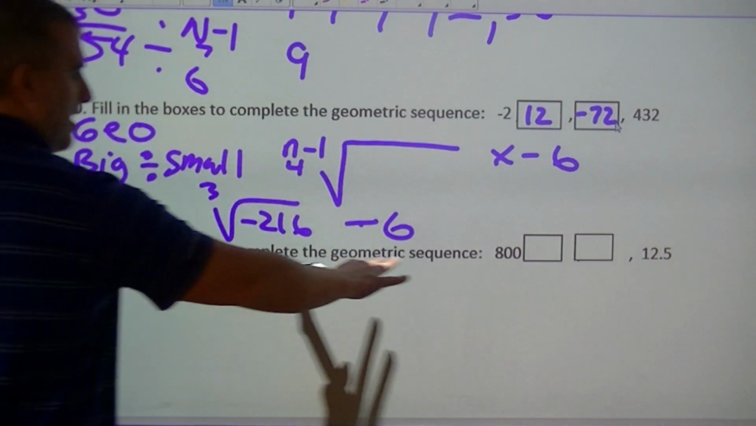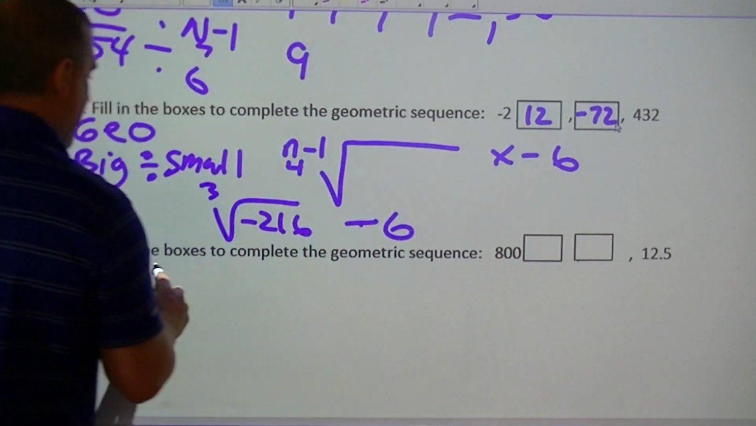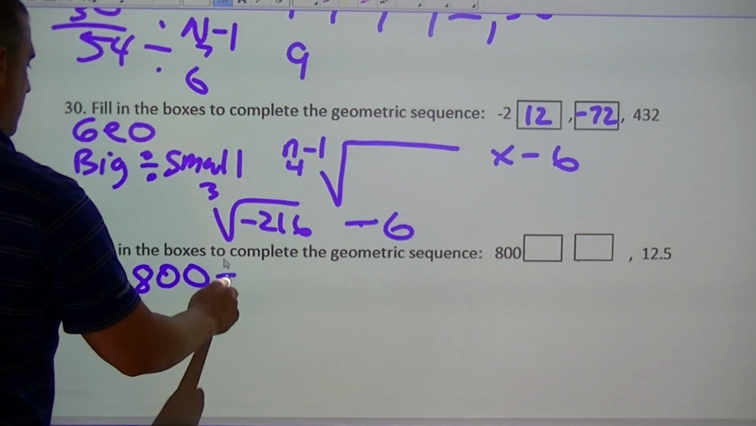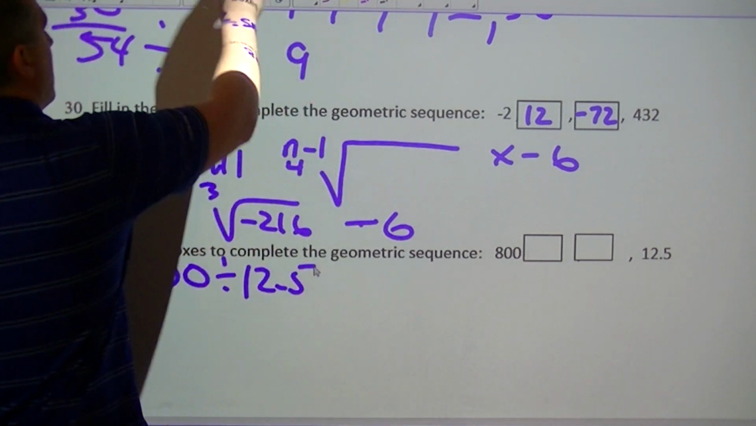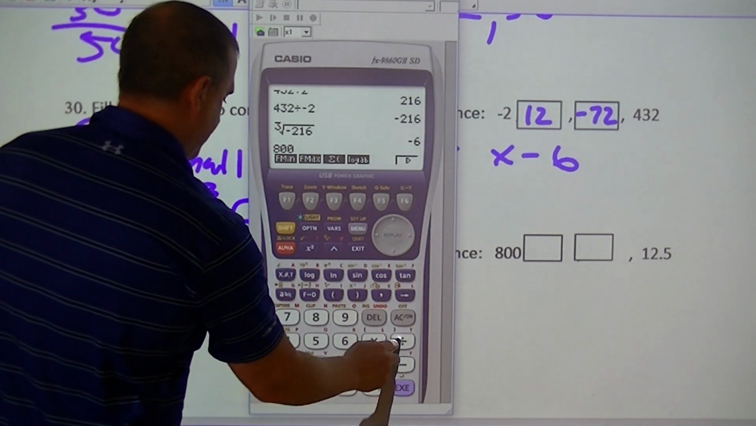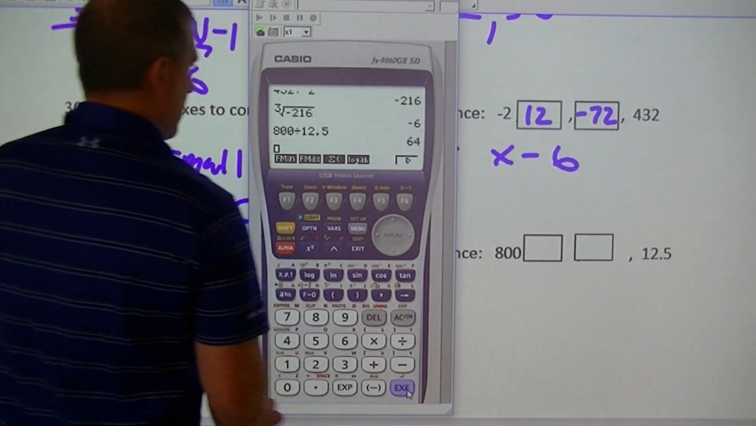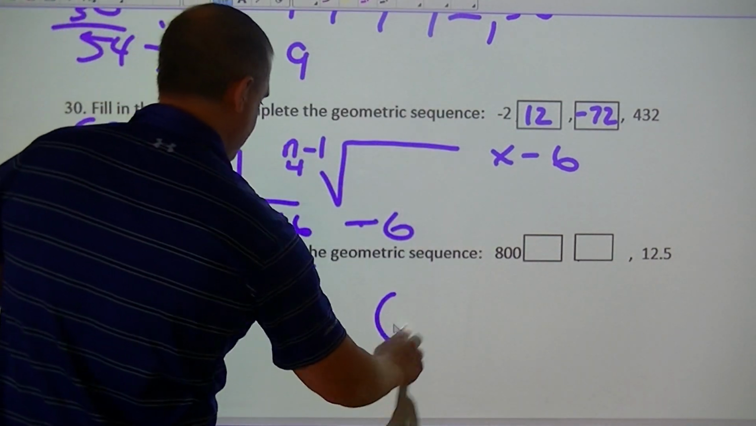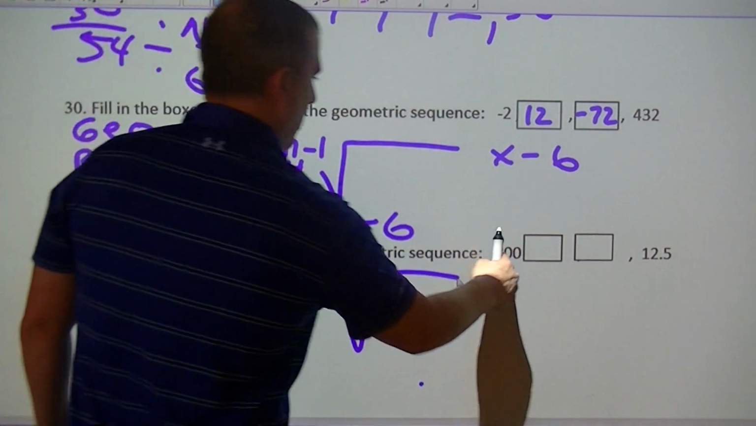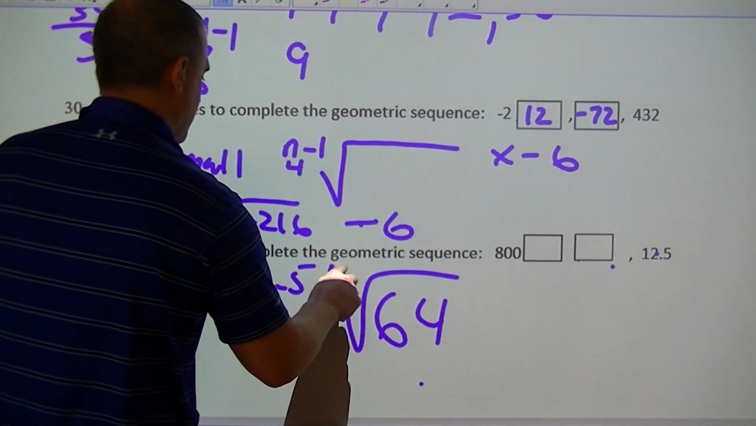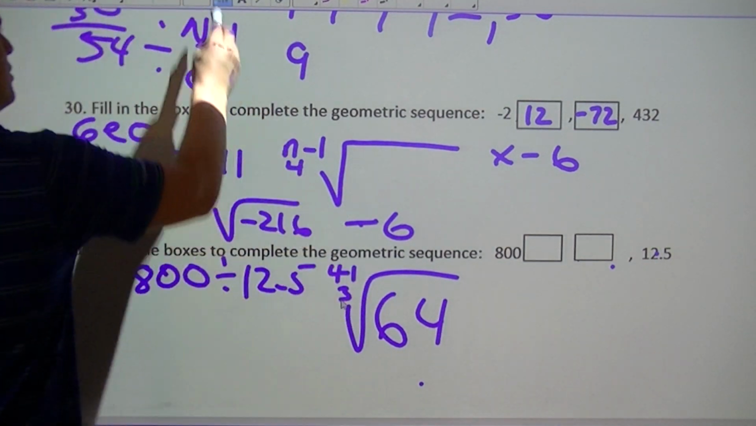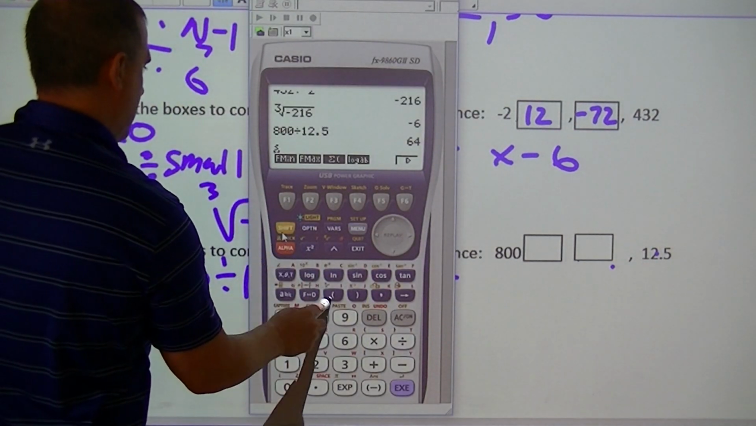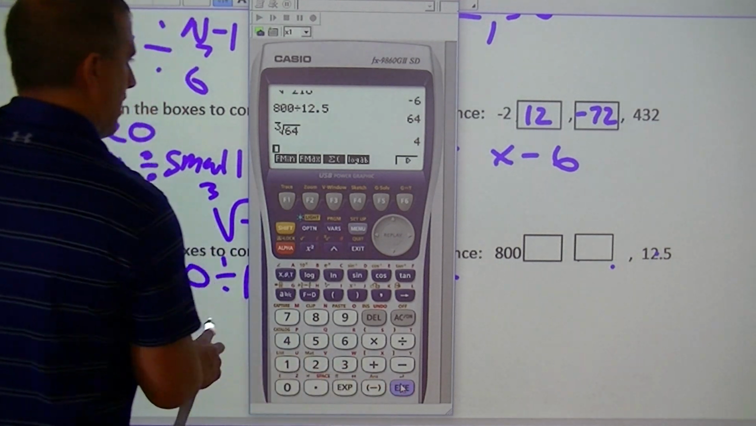Okay? Now on this one, I'm still going to do big divided by small. So I'm going to do 800 divided by 12.5, which gives me 64. Now, I've got 1, 2, 3, 4 terms. So 4 minus 1 would be 3. So I'm going to do, once again, the cube root of 64, which is a pattern of 4.